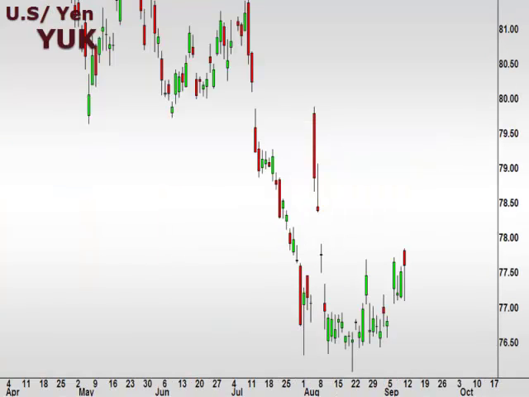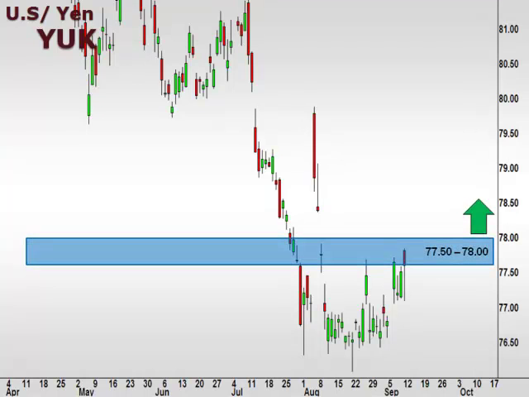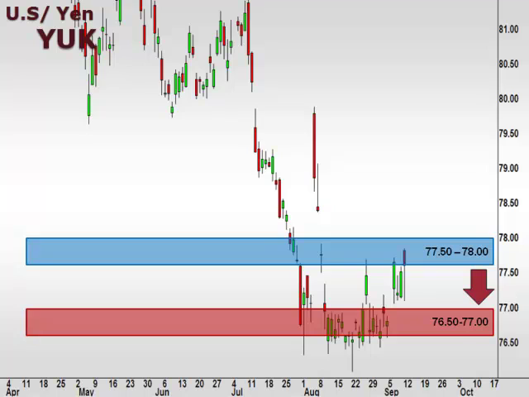Let's take a look at the YUK, the U.S. versus the Japanese yen. The YUK is testing a key overhead resistance at the 77.5, 78 focal zone. A break above 78 should yield a move towards 80. However, we are cautious of a retest of the 77 level for support.